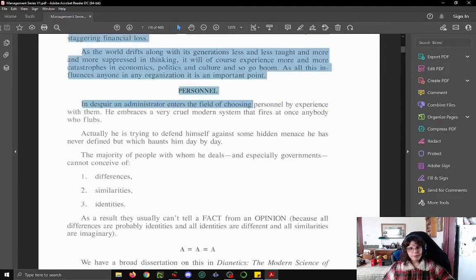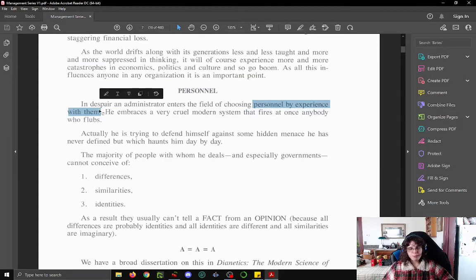Choosing personnel by experience with them. Is he choosing personnel based off of personal experience with them, or is he choosing them based off of company experience with them? He should be choosing them by their resumes and how well they're suited for the job.